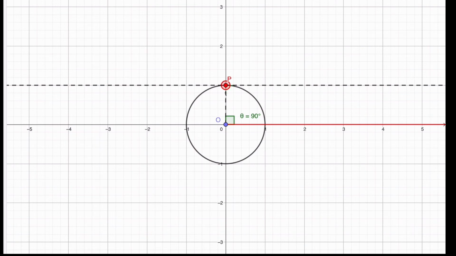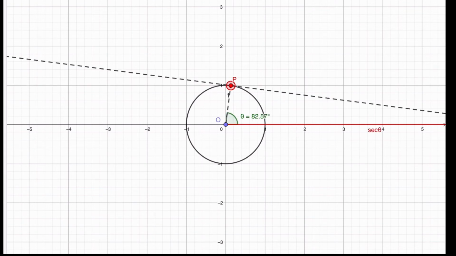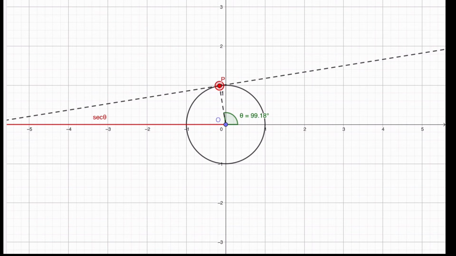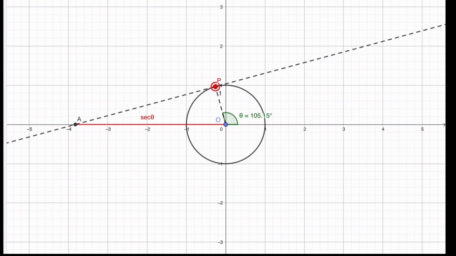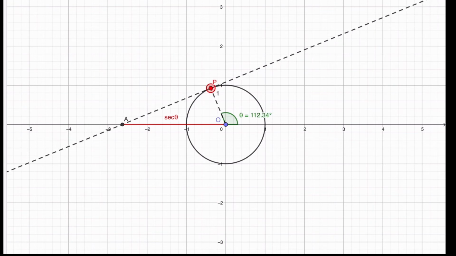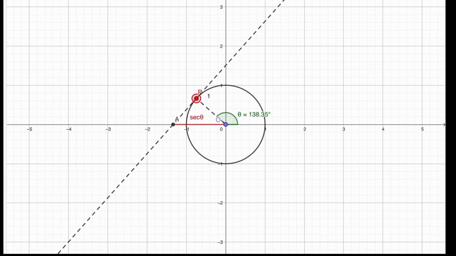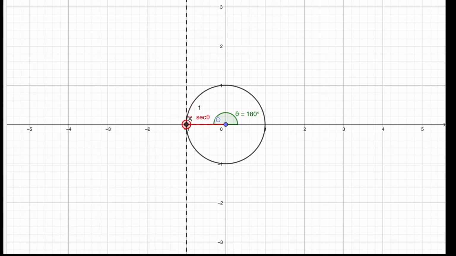For little less than 90, it takes a very big positive value, and for little more than 90, it takes a very big negative value. So, we denote it as negative infinity. Therefore, in the second quadrant, as theta increases, secant theta increases from negative infinity to negative 1. So, secant 180 degrees is negative 1.